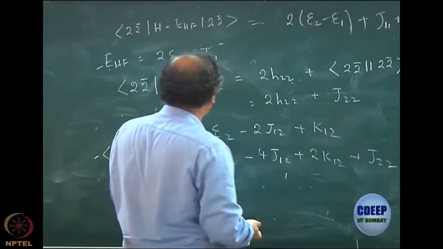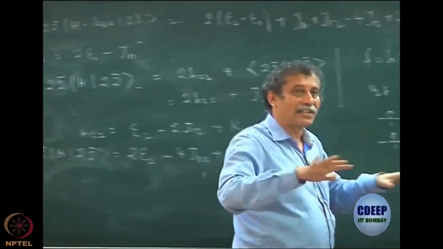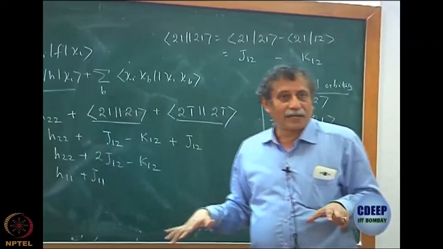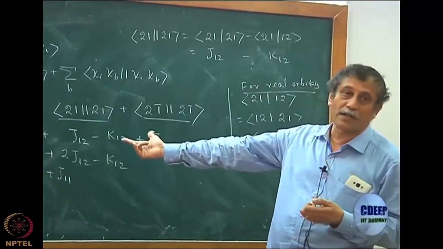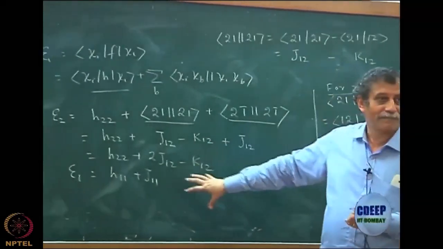Your E Hartree-Fock is also 2H11 plus J11. This is 2H22 plus J22. So that is symmetric. Okay, but we are asking you to re-express in terms of epsilon 1 and epsilon 2. So that is why all this complication is coming. Is it clear? All right.